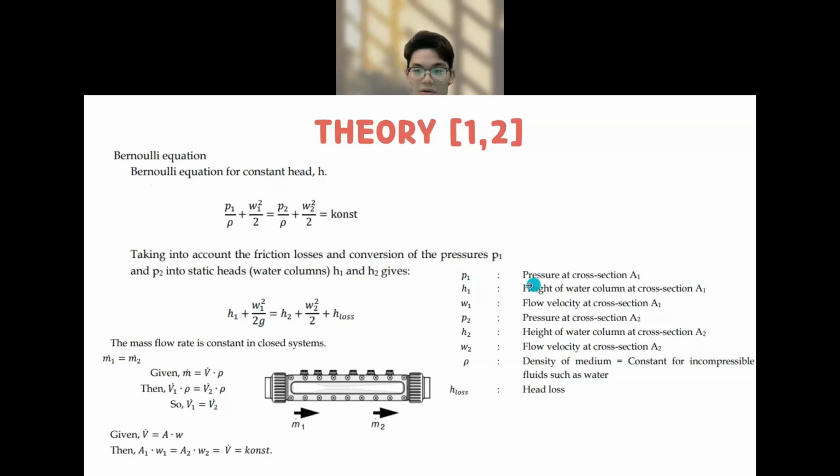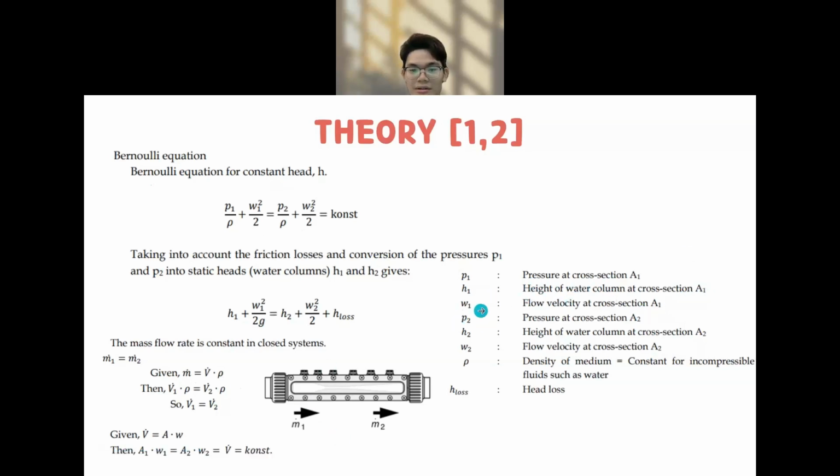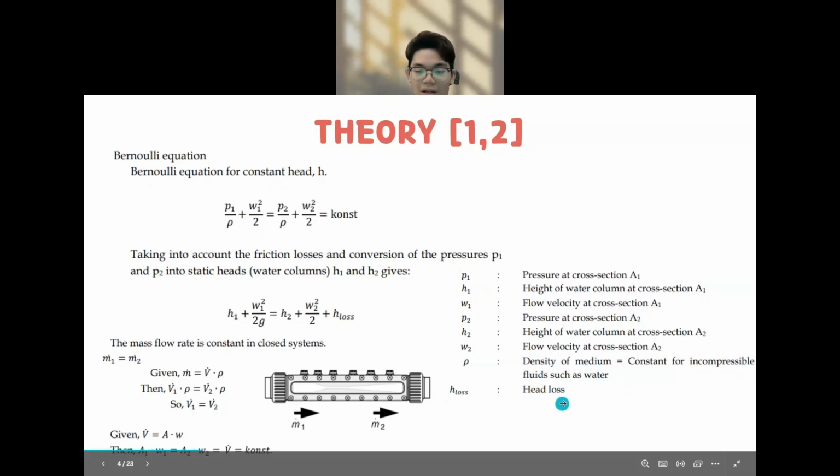In this equation, P1 equals pressure at cross-section A1 and H1 equals height of water column at cross-section A1. W1 equals flow velocity at cross-section A1. P2 equals pressure at cross-section A2. H2 equals height of the water column at cross-section A2. W2 equals flow velocity at cross-section A2. Rho equals density of medium, constant for incompressible fluid such as water. H loss equals head loss.